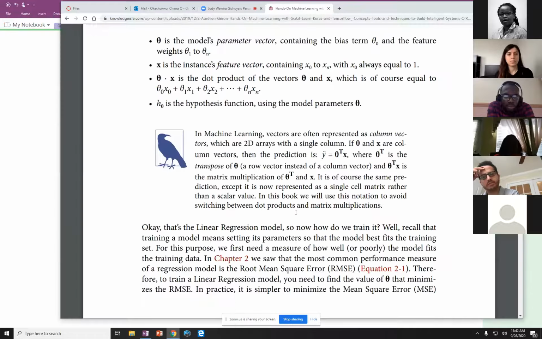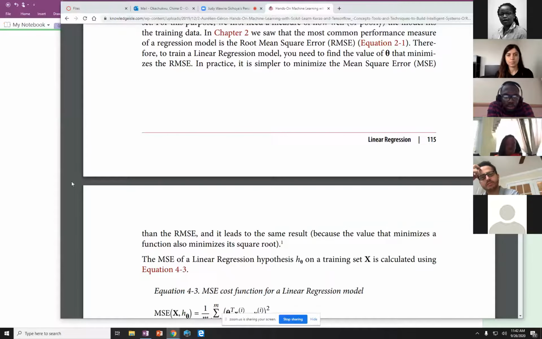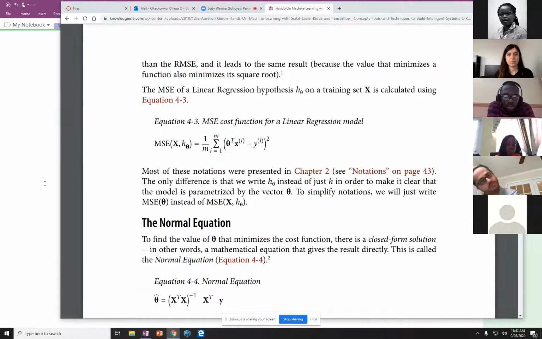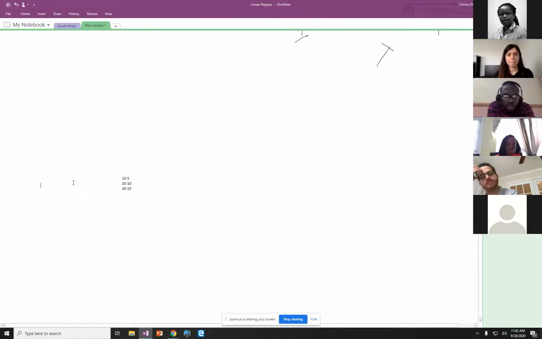So now we calculate the difference between these two, which is how we get to this equation. Overall, the cost function is equal to 1 over m, your mean square difference. This is your MSE.